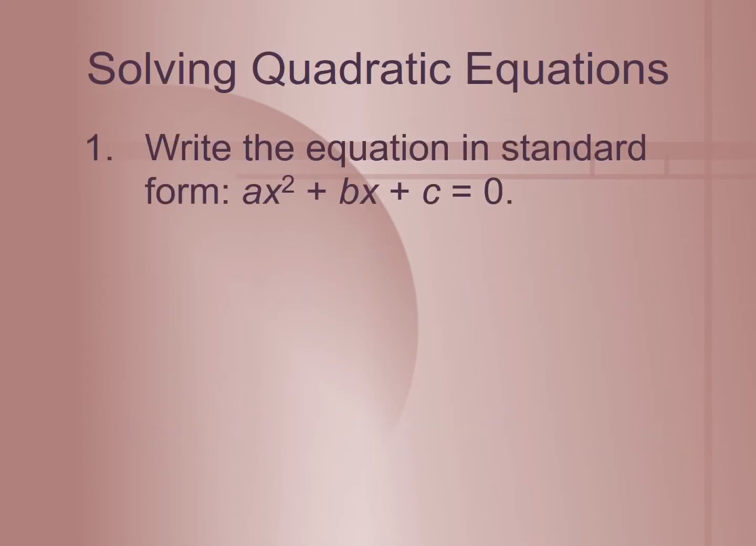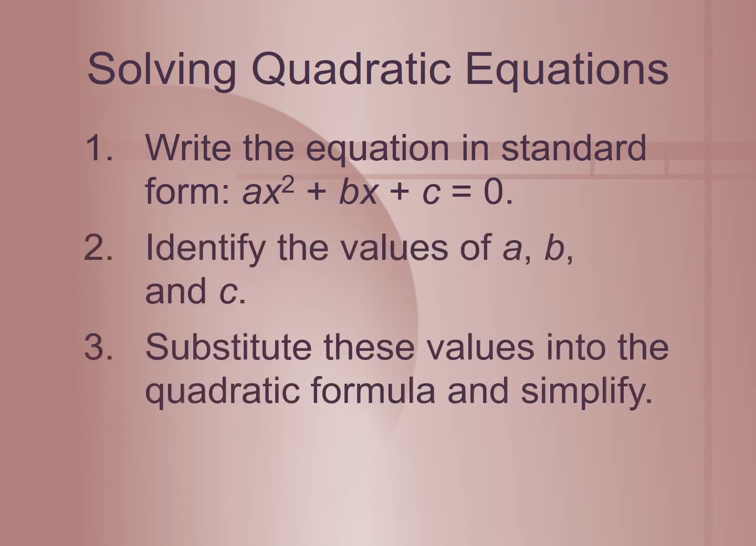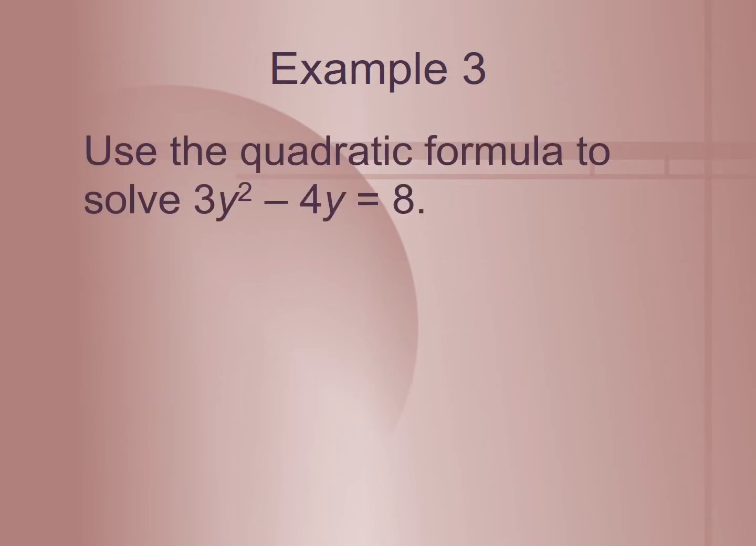So here are your steps for solving a quadratic equation. Your first step is to write the equation in the ax squared plus bx plus c equals 0 form, the standard form. Next, identify values for a, b, and c, and then substitute those values into the quadratic formula and simplify. Let's look at another example. Let's use the quadratic formula to solve 3y squared minus 4y equals 8.